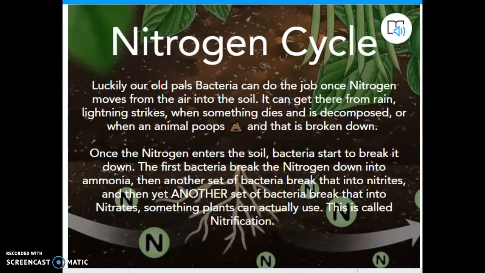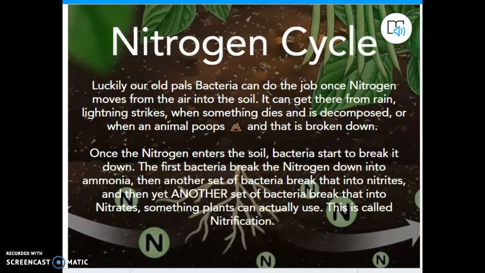Bacteria does it. Nitrogen moves from the air and it gets into the dirt, into the soil. It gets there from the rain. It gets there from lightning strikes. If something dies and it's decomposed, nitrogen is one of those things that is broken down. It gets there when an animal poops, and that is broken down. And some of it just moves from the air into the soil. Once it's there, you would be like, oh, cool, it moves into the plants. Nah, it's not quite so. And you'll watch a video that gets a little deeper than I'm going to.